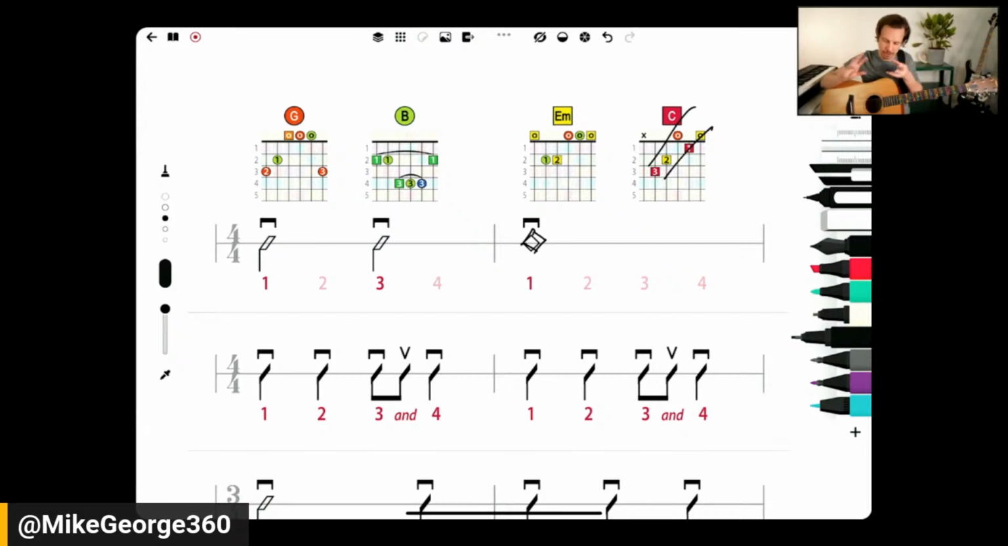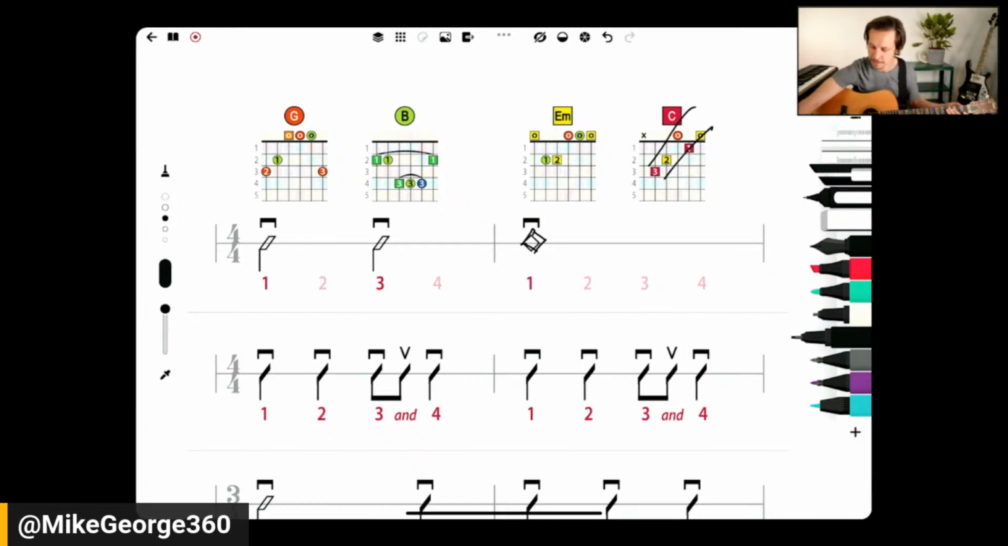So as you start to get a feel for the convergence of space and time, you can see how some things are impossible. And this illustration is an example. So we have G, C, E minor, and then no C. So it's 1, 2, 3, 4, 1, 2, 3, 4.